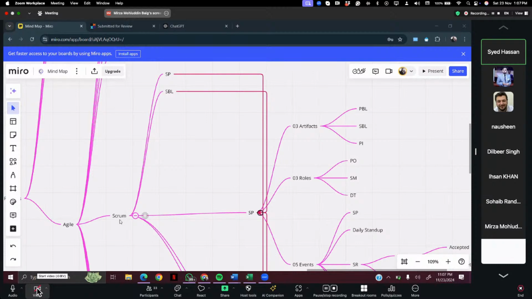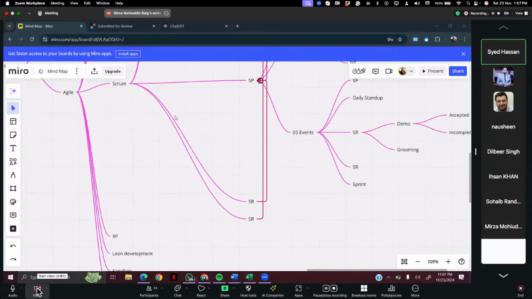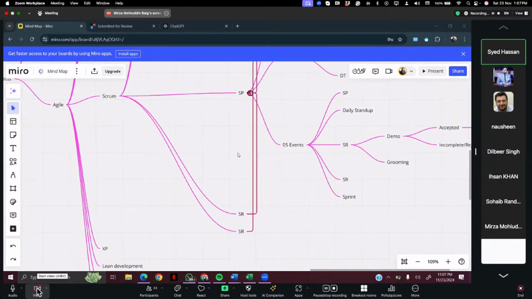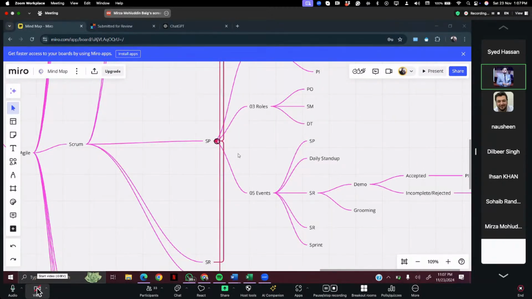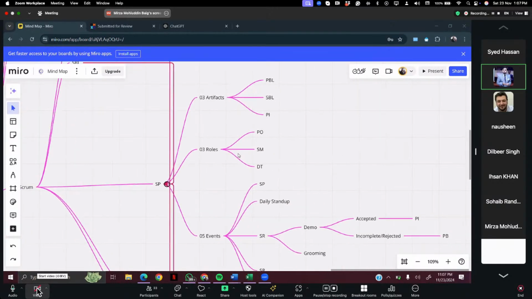Under the Scrum, we can get SBL, and the sprint backlog. You can put sprint review and sprint retrospective. Sprint planning, sprint review, sprint retrospective. Sprint plan, three artifacts first: PBL, SBL, and PI.